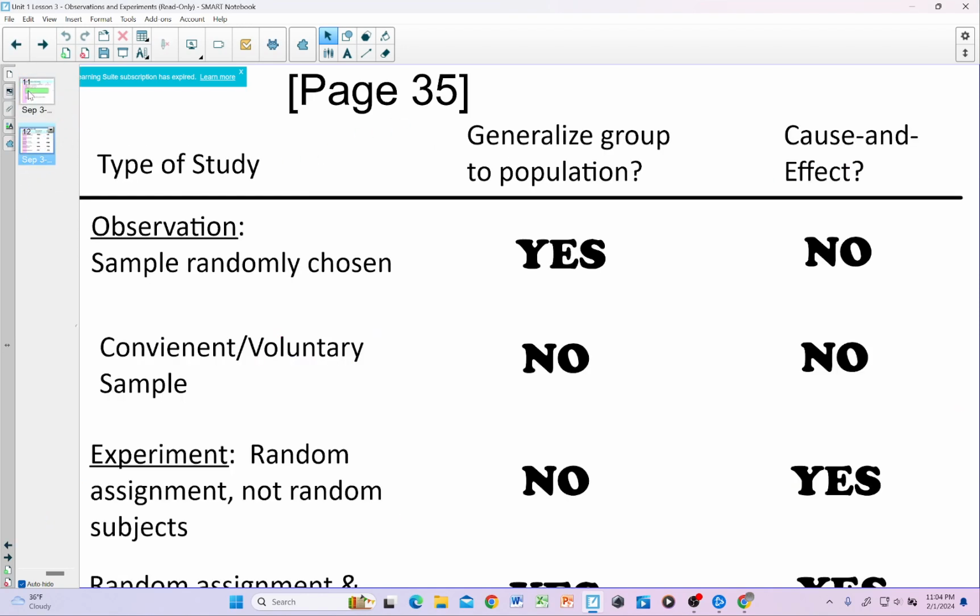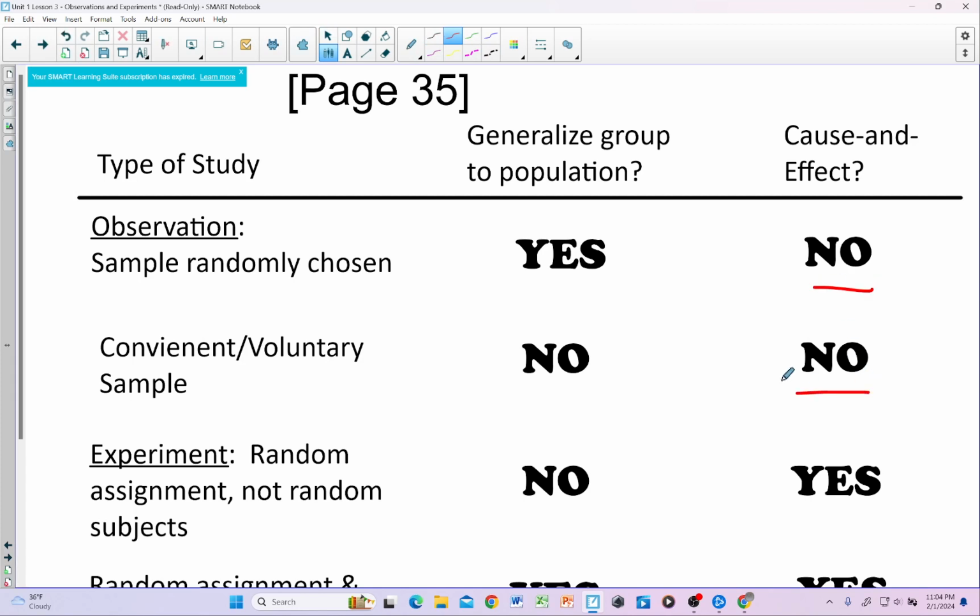Okay. So here's the thing. In an observation, when you're simply observing, you cannot determine cause and effect at all. So, in an observation, whether or not you have a random sample or whether you just have some convenient voluntary sample, whether you have volunteers, it doesn't matter. You cannot determine cause and effect. Okay? Repeat it with me, folks. There is no cause and effect in an observation.